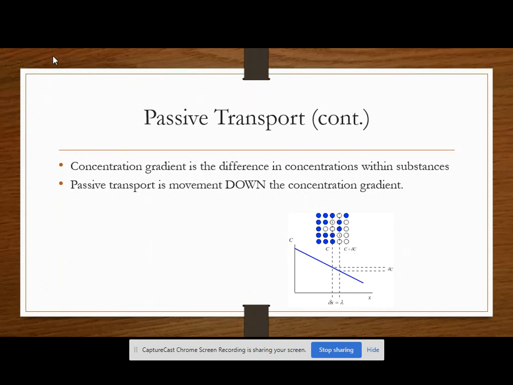Okay, we're continuing with passive transport. We're going to a vocab term, which is concentration gradient. Concentration gradient is the difference between concentrations within the substances, so the concentration difference between high concentration and low concentration. Another thing that makes this passive transport is that passive transport is movement down the concentration gradient. In other words, we're going from high concentration to low concentration. In the picture right here, you can see a sloped, kind of negative slope line. The C would be concentration. I have more molecules right here and less on this side.